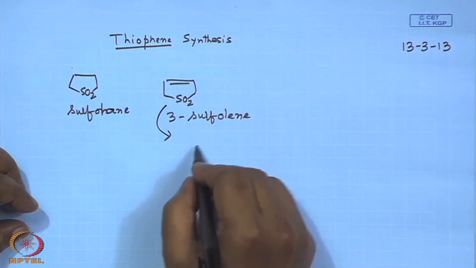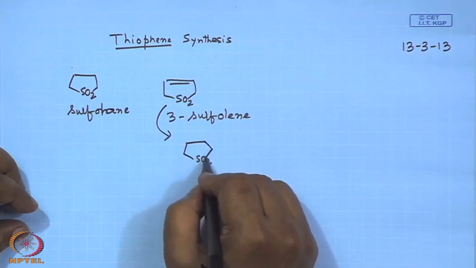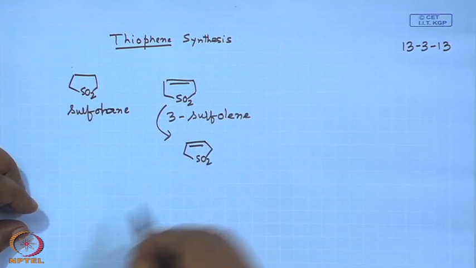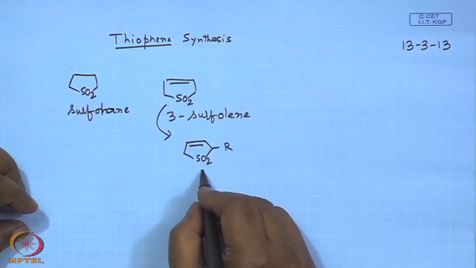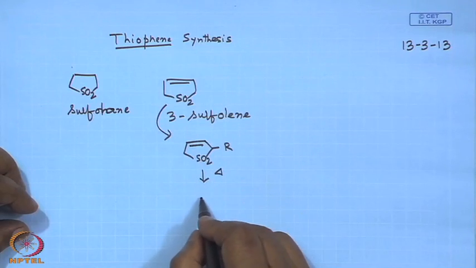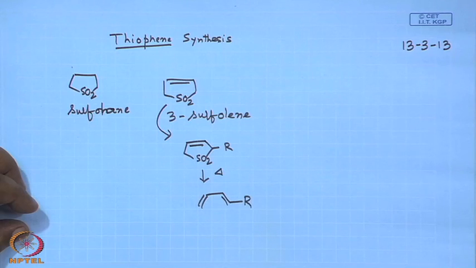And what else? You can, for example, derivatize this by using LDA and then an alkyl halide. You can convert this into this one. Then if you heat it, of course, what will you be getting? You will be getting the substituted butadiene. So that means they are a very important reactive source.